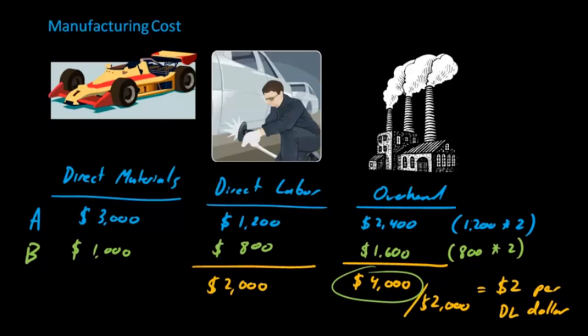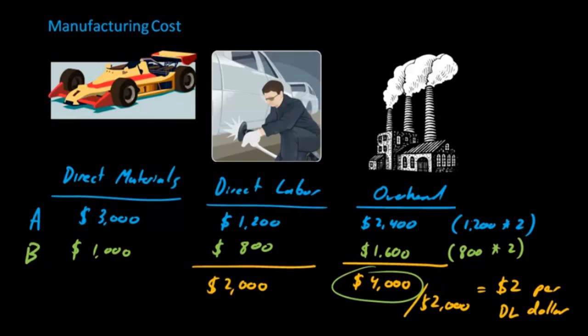So we should take 1200 times 2 and allocate 2400 to overhead. So that was 1200 times 2, and then for car B, we're going to take the 800 and multiply that by 2, and we will allocate 1600 to car B. So we allocate 2400 of the overhead to car A and 1600 to car B, and that totals to $4000 of total overhead. So you can see that that's one way that we could allocate overhead.